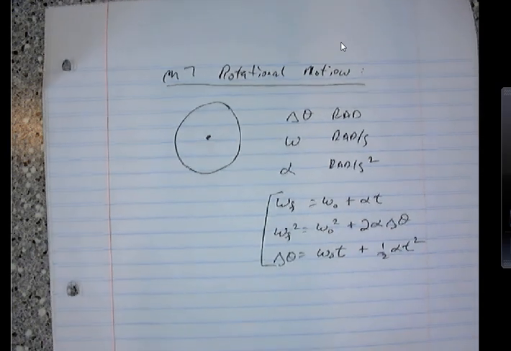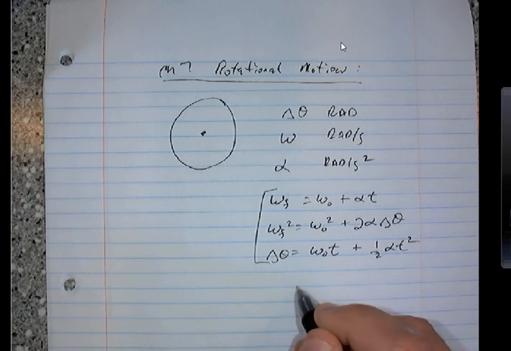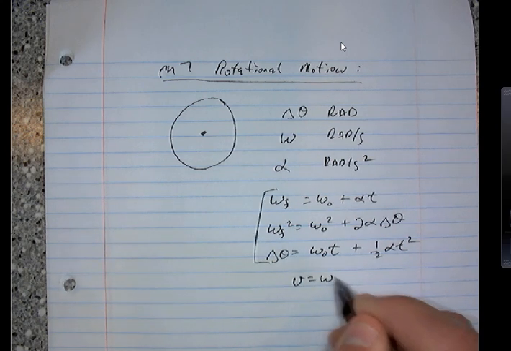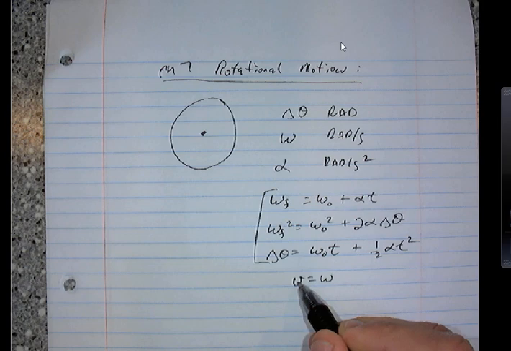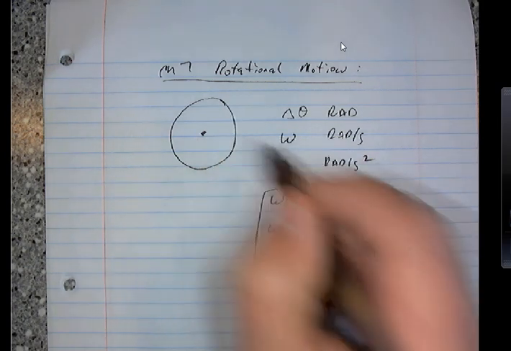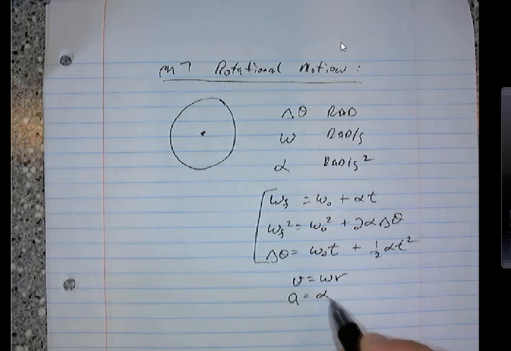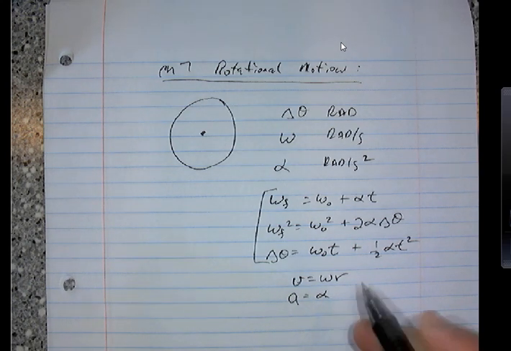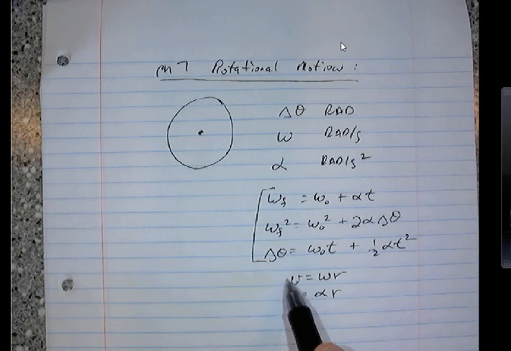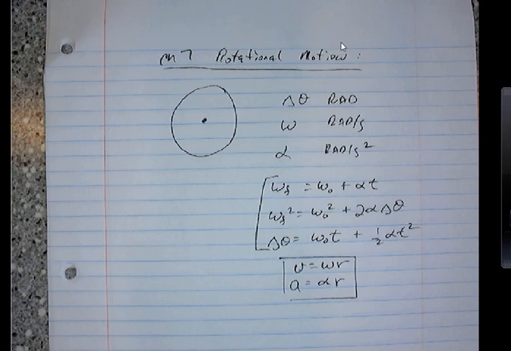So there's a nice symmetry between this rotational world and the linear world. Here's a couple of things that related these back to each other. Linear velocity is equal to angular velocity times r, and then also regular acceleration is equal to rotational acceleration times r. So these are the couple of keys to go from the rotational world back to the linear world.